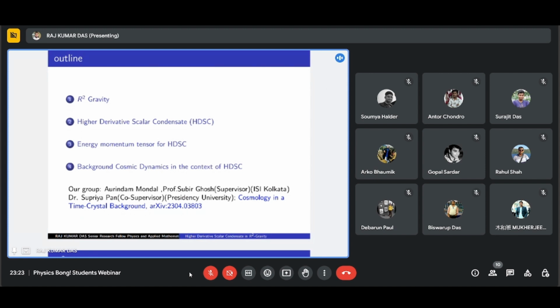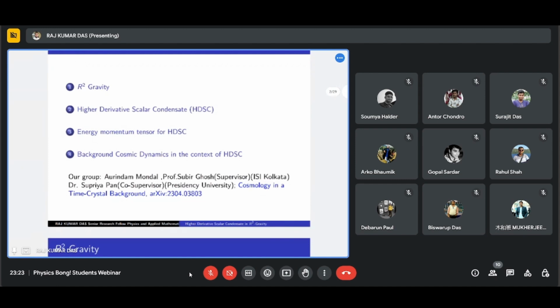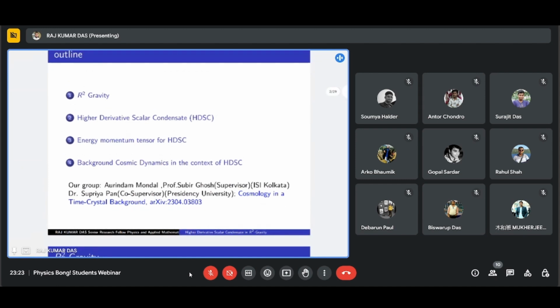First of all, I should thank my collaborators, whose names are mentioned below. Anindam Mondol is my junior, Professor Shubir Ghosh is my honorable supervisor, and Dr. Supriya Pan from Presidency University is co-supervisor. If you think it is interesting, you can find the article by the arXiv number mentioned here. The paper is entitled Cosmology in a Time Crystal Background.